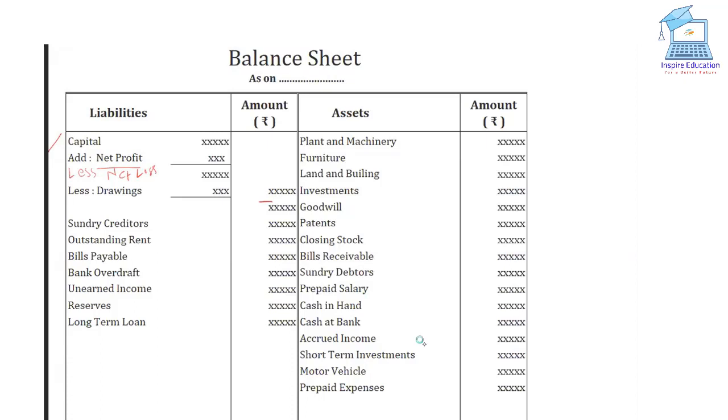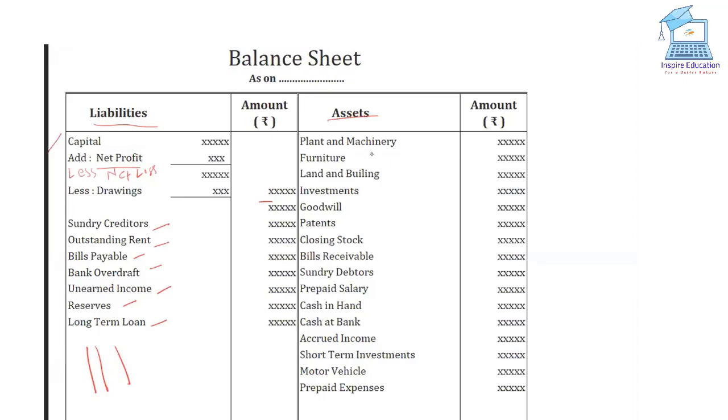All liabilities will be posted in the balance sheet on the liability side, and on the asset side, all assets are posted. So what is liability and what are assets? We have discussed already. What is payable is a liability. See, sundry creditors, outstanding rent, bills payable, bank overdraft, unearned income, reserves, long-term loan. There may be many more items also, no problem. According to their nature, whether these things are asset or liability, on that basis we can post these things on the balance sheet.